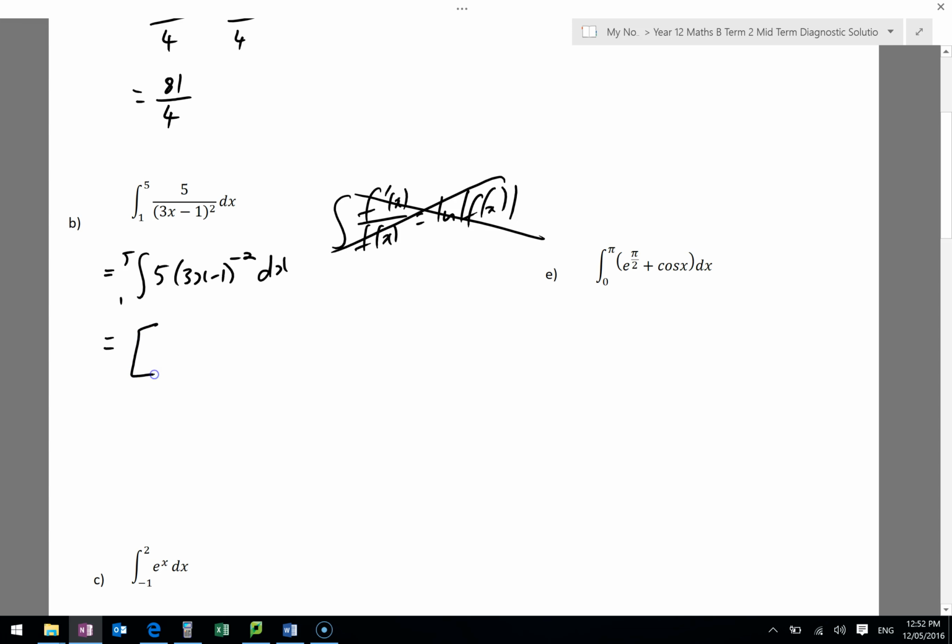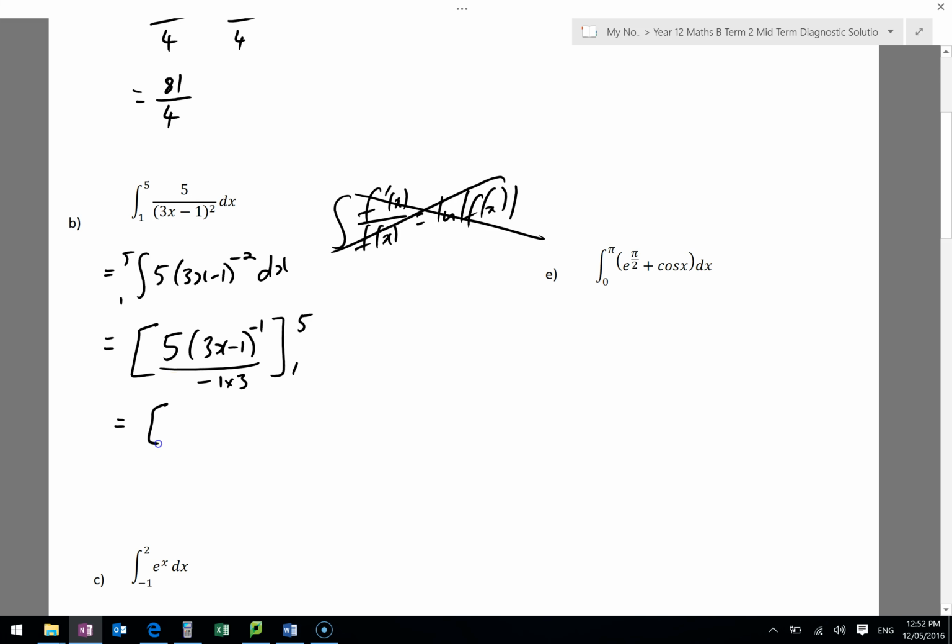So integrating, 5 comes along for the ride. This thing with the power in chain rule, I'm going to increase the power by 1 and divide by what that new power is. Okay, and I also need to divide by the derivative of what's inside the brackets. So also dividing by 3. Between 1 and 5. And from here, it'll just be a substitution.